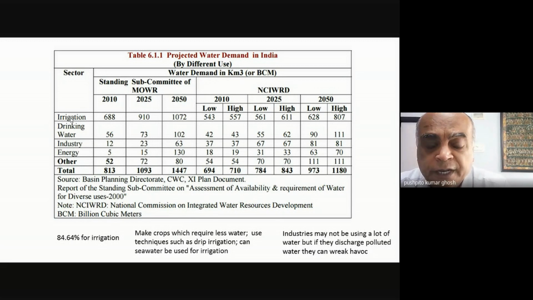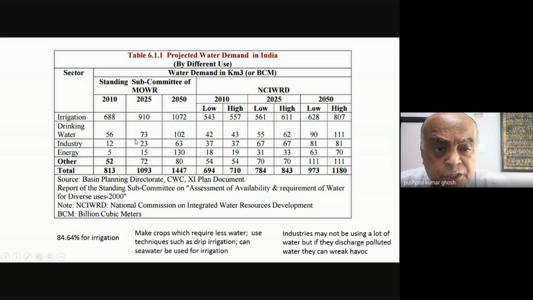82% goes for irrigation. That's because we have a large agriculture base. You can see, not even 8, I've calculated last 84.6, close to 85. And drinking water volume, as a volume, is not so high, except that our water quality has also become bad. So in many cases there is water, but the water is not drinkable.